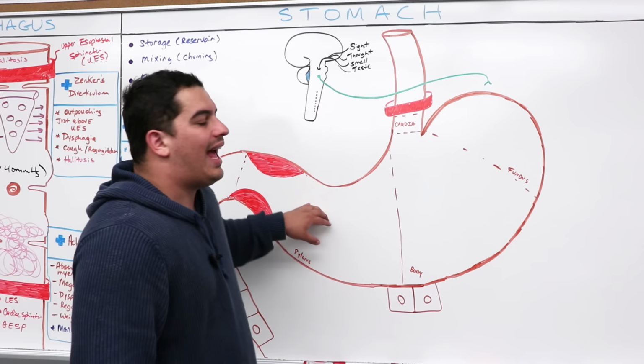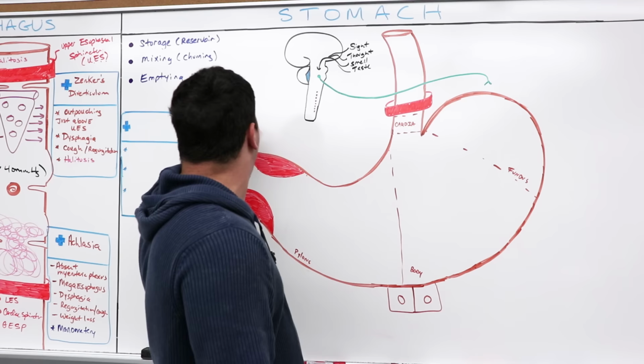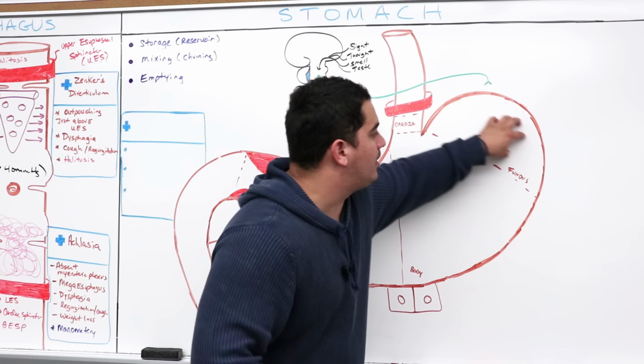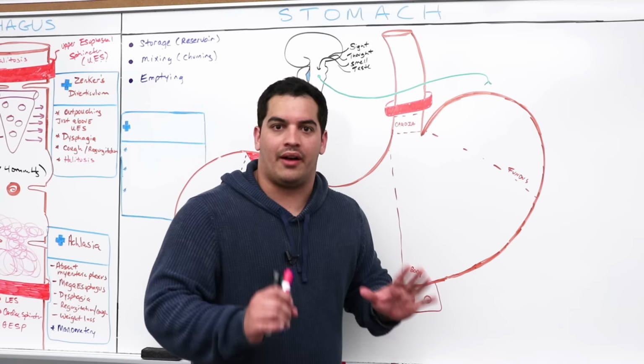Here's what I want you to remember. The pylorus and a little bit of the body play a role in the mixing and emptying function of the stomach, whereas the fundus and a little bit of the upper part of the body play a role within the reservoir function of the stomach.